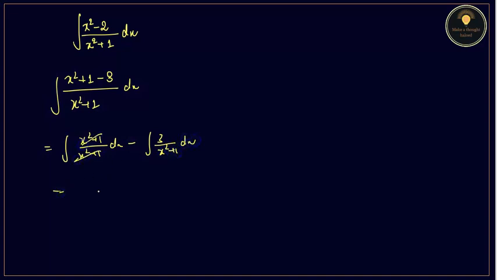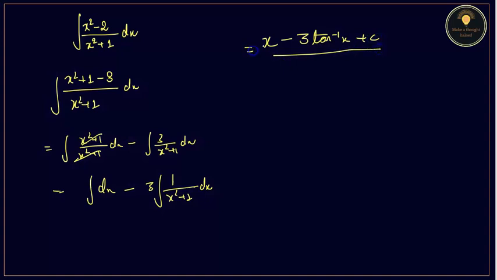So we can cancel this value. You will get the integration of dx minus 3 times the integration of 1 by (x square plus 1) dx. And the integration of dx is equal to x, and the integration of 3 into 1 by (x square plus 1) is equal to 3 tan inverse of x, and plus c is written. So the answer that you will get is equal to x minus 3 tan inverse x plus c.